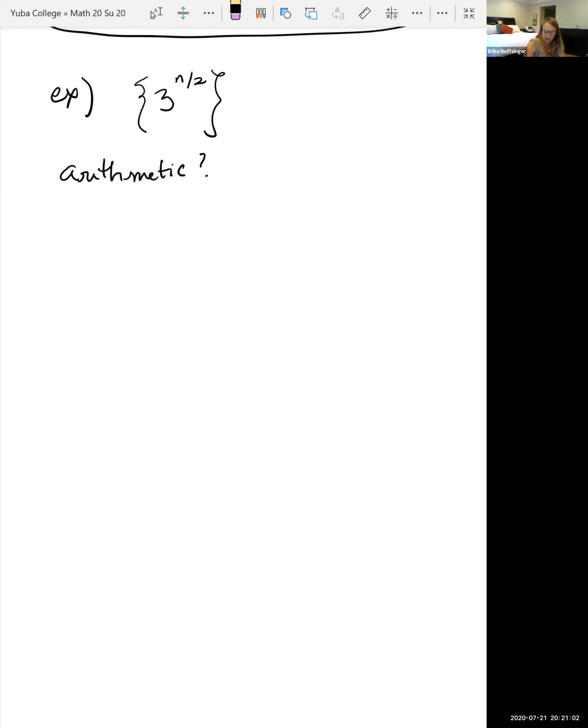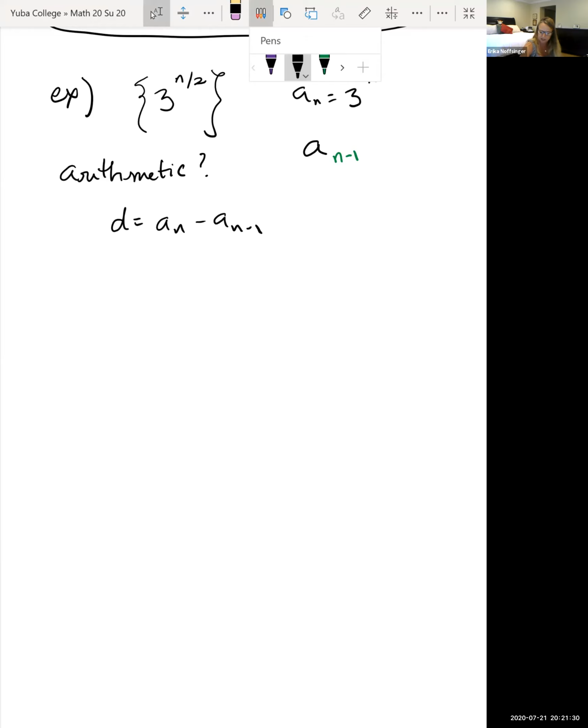If it's arithmetic, when we look at a sub n minus a sub n minus 1, this has to equal a constant. Well, this is our a sub n value, we were given it: the nth term is 3 raised to the n divided by 2 power. We can figure out what a sub n minus 1 is by plugging in n minus 1 wherever we see an n in the formula for the a sub n term. So this is 3 raised to the n minus 1, all divided by 2.